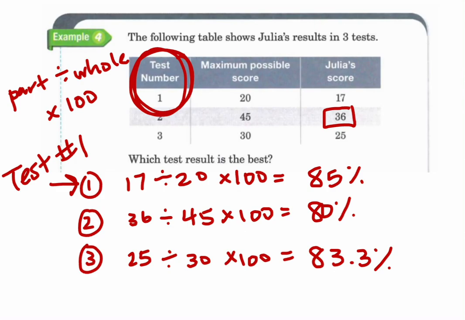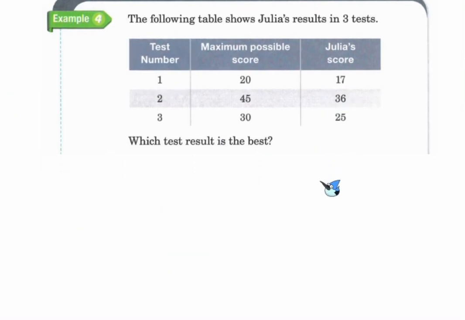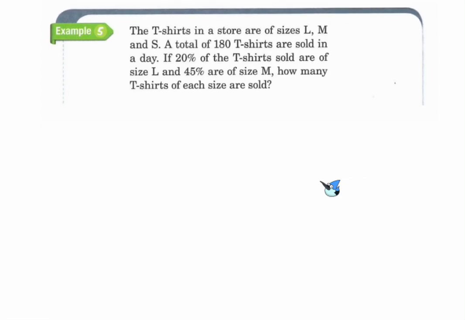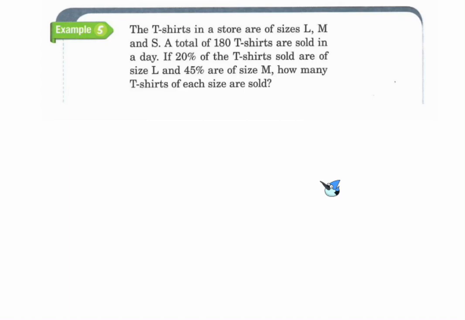Okay, let's move on to our last example. Example 5. The t-shirts in a store are of sizes L, M, and S, or large, medium, and small. A total of 180 t-shirts are sold in a day. So total tells you that's going to be your whole. If 20% of the t-shirts sold are of size large and 45% are of size medium, how many t-shirts of each size are sold? Go ahead and pause the video and try it on your own first.